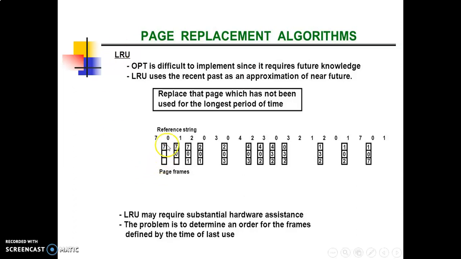In the same example we can see 7, 0, then 1. Then 2 will replace the least recently used page, and then 0. Then when 3 comes, it will not replace 0 but will replace 1, because 0 was used recently. So when page number 3 comes into the stack, it removes page number 1 because it is the least recently used under that condition.